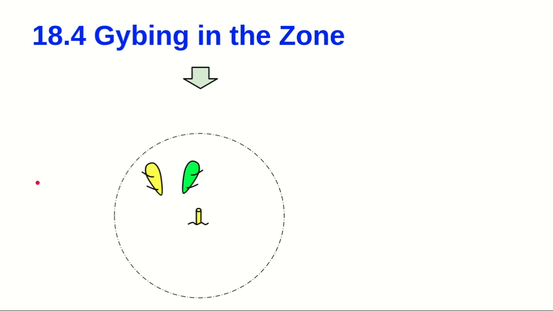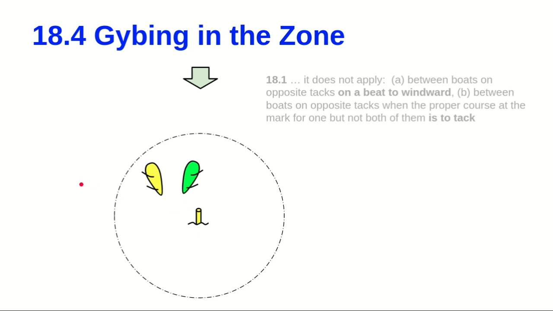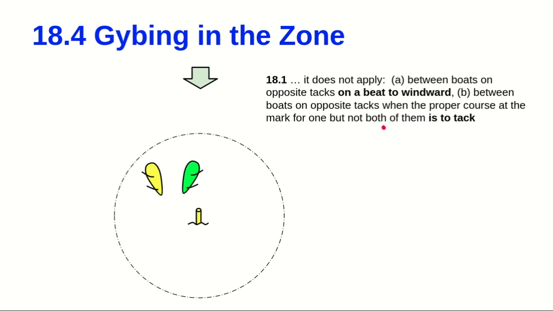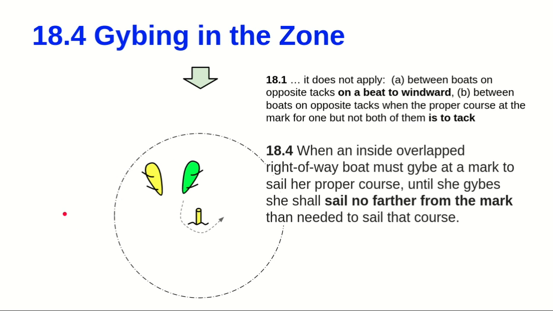18.4, jibing in the zone. Here we have two boats on opposite tacks going to a mark, but because they're downwind and neither of them is going to tack, 18 does apply to them. 18.4, when an inside overlapped right-of-way boat must jibe at a mark to sail her proper course, until she jibes, she shall sail no further from the mark than needed to sail that course.